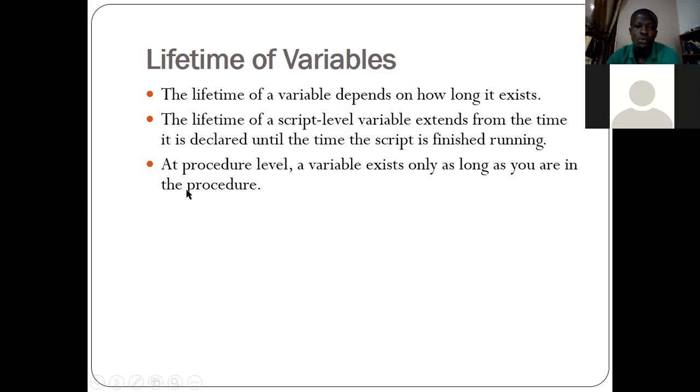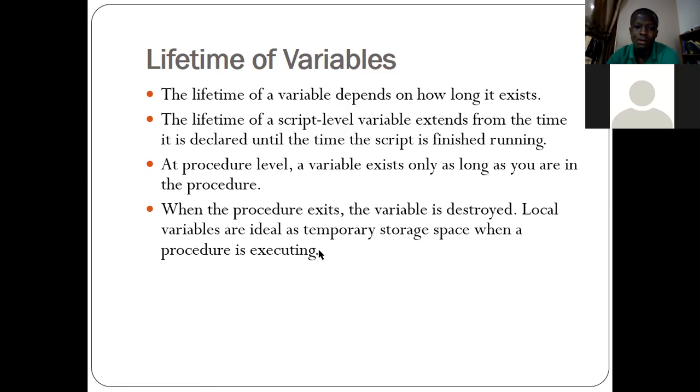So that is it for local and global variables. And then of course, you talk about the lifetime of variables. At procedure level, a variable exists only as long as you are in the procedure. Are you getting that? It relates very much to the scope. So local scope variables also have a lifetime within that same scope. This is conceptual. I think when we actually do the programming, you appreciate it more.